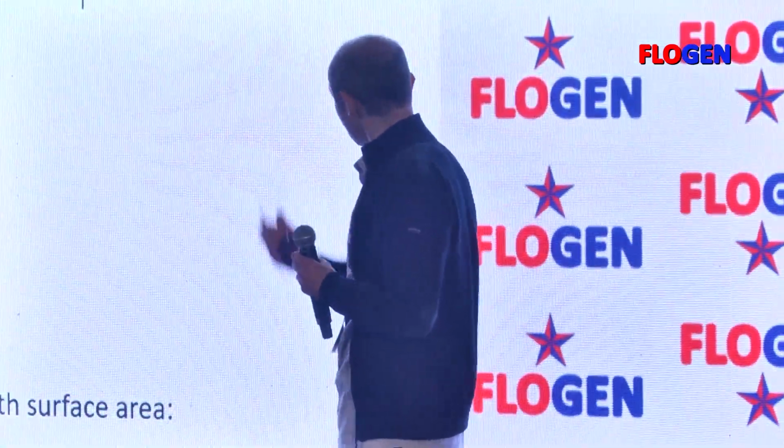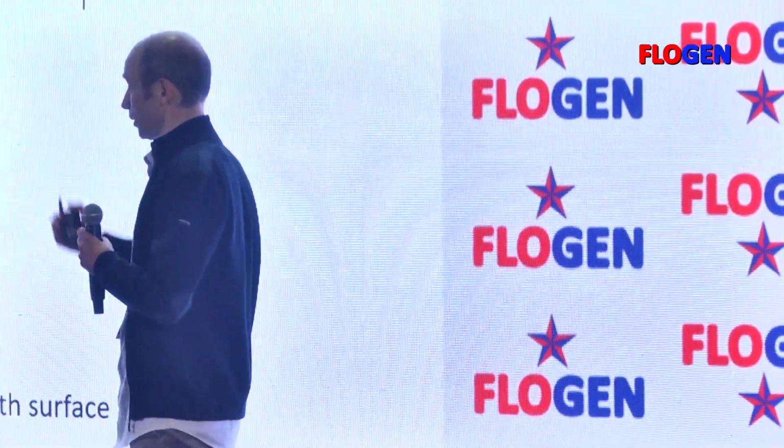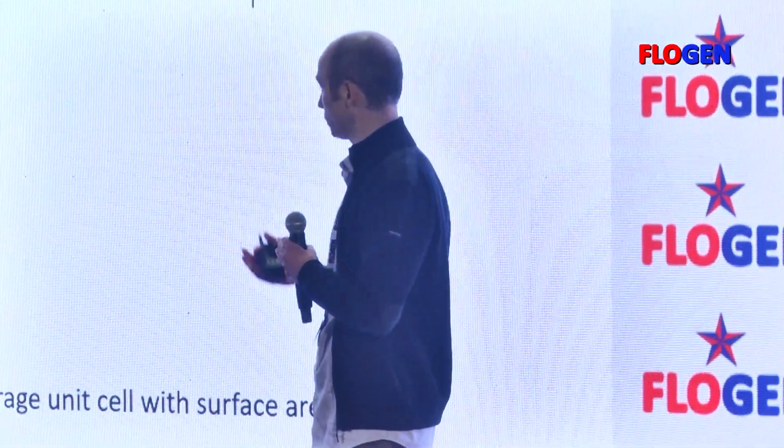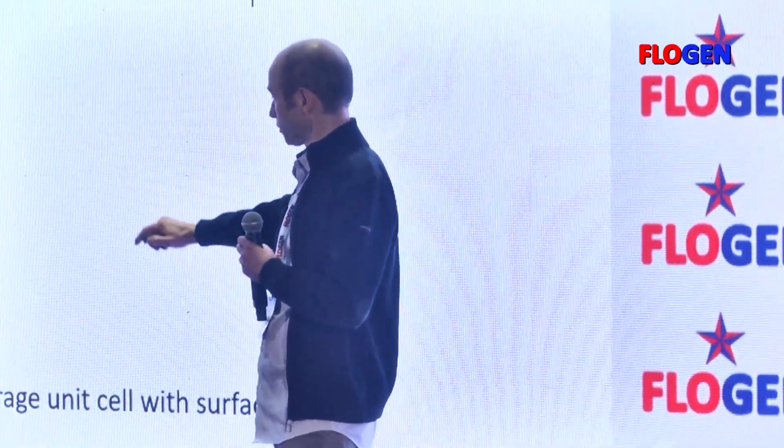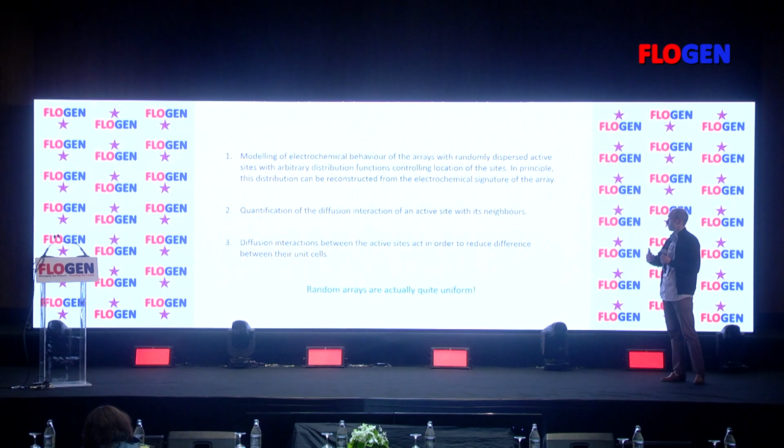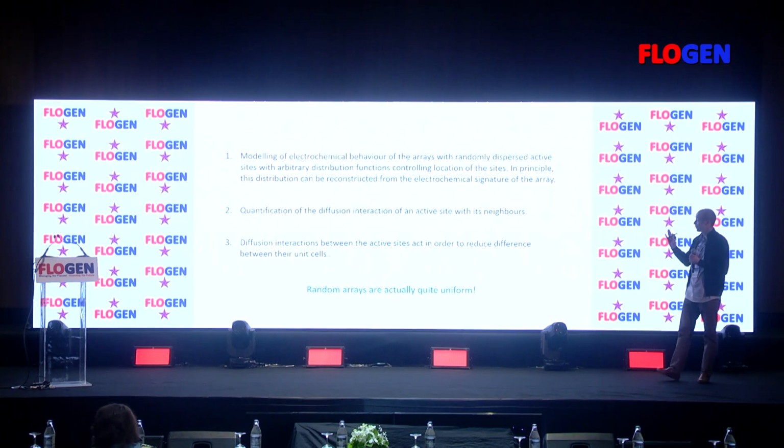And this is exactly what we observed in our more detailed simulations, that we have a kind of uniformization between the unit cells. So finally, what I would like to conclude is that with this kind of approach, we can model random arrays with very different distributions of the active sites. We just need to provide the distribution of the surface area of each unit cell. And in principle, it's possible to characterize this kind of system statistically by extracting this information from the electrochemical signature of the system.